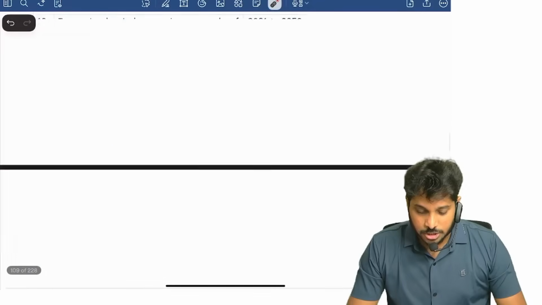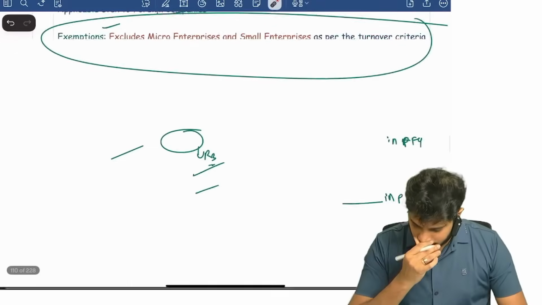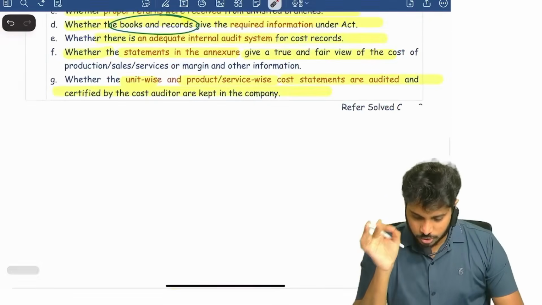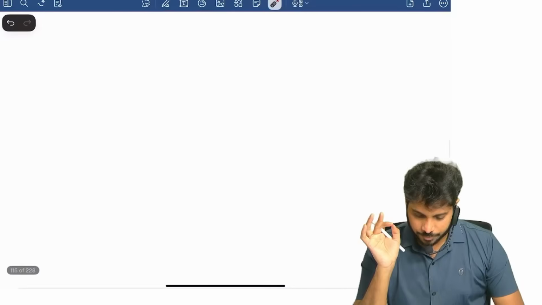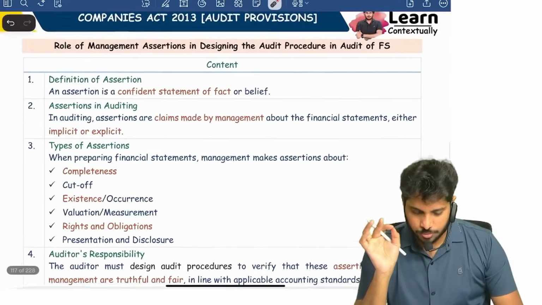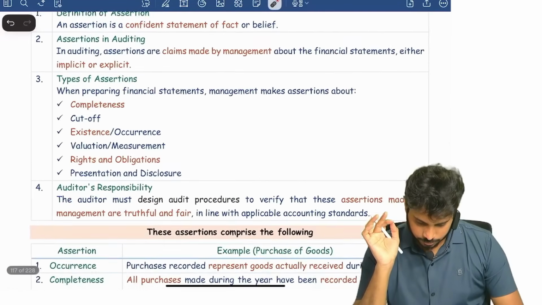Next, cost audit we already covered. You remember, cost audit is over. Then we also covered secretarial audit, that is over. Okay, now company audit is over, cost audit is over, secretarial audit is also over.